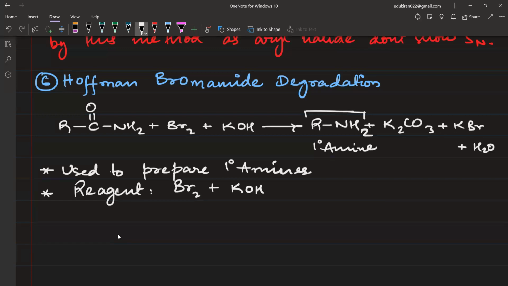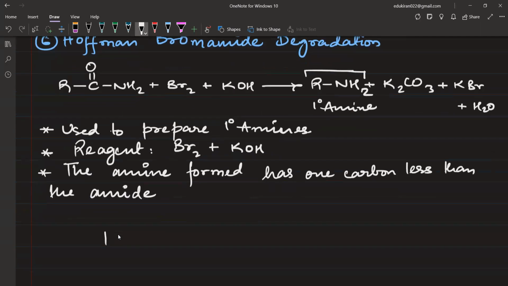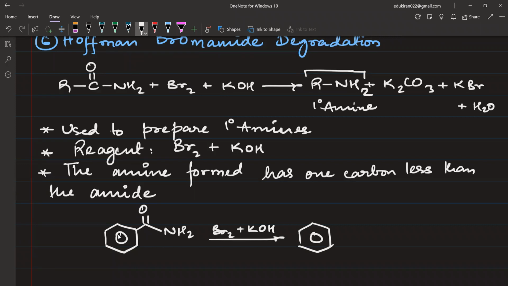Next point. The reagent that we use here is Br2 plus KOH. The amine formed has 1 carbon less than the amide. So if I use amide attached with benzene ring, C double bond O NH2, then in this case, Br2 plus KOH is going to give me aniline. Okay, so this is important. If you want to get an amine, it is going to be 1 carbon less than the amide.